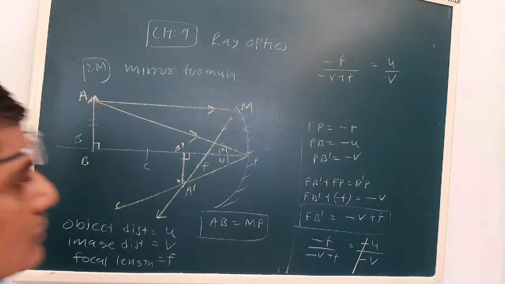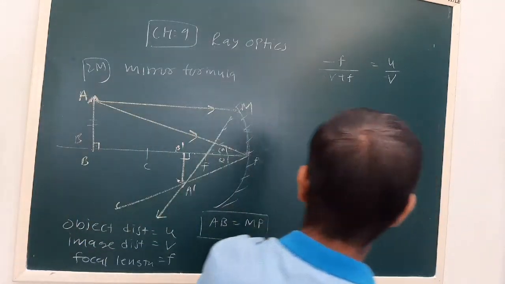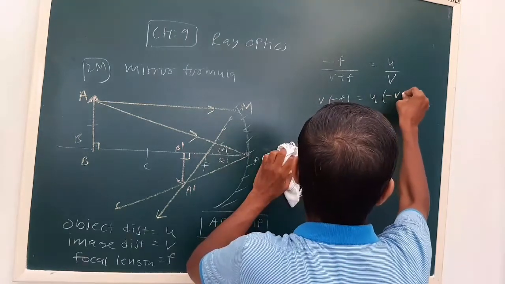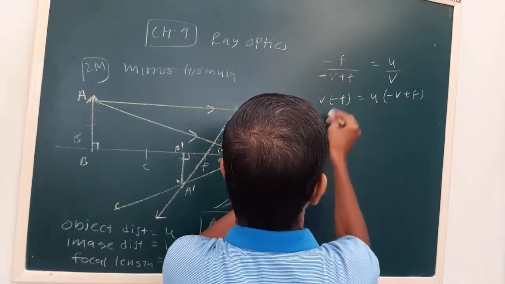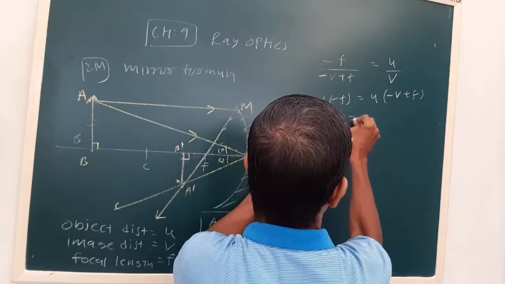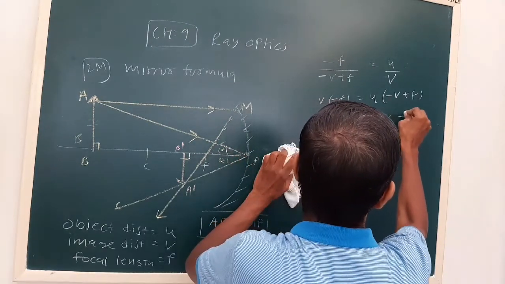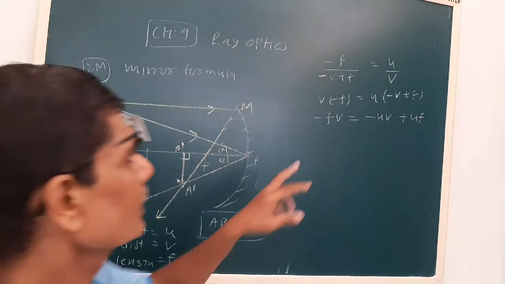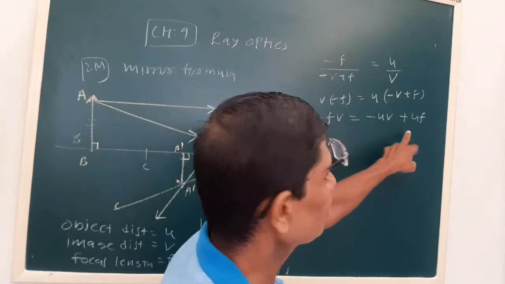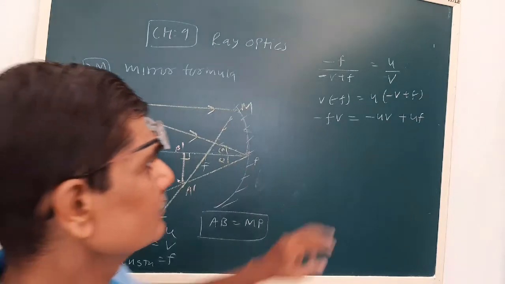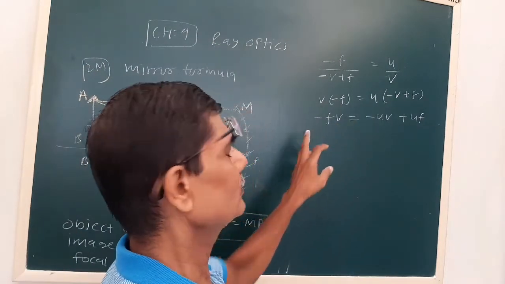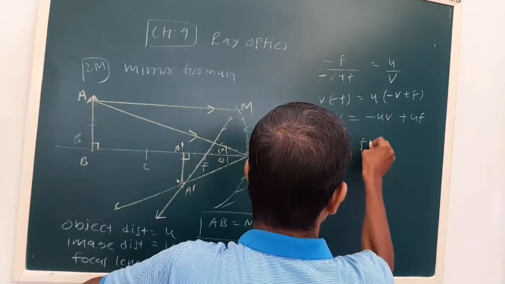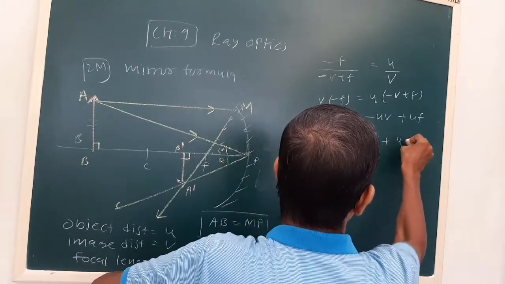Now we have to simplify. V into minus F, U into minus V plus F. Minus FV equals minus UV plus UF. Now this negative term I take on the right hand side, so it will become plus, and this minus UV if I take on the left hand side, that also will be plus. So UV is equal to FV plus UF.